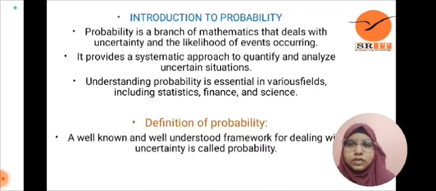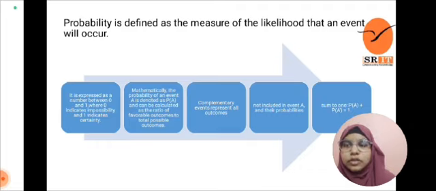Next, definition of probability. A well-known and well-understood framework for dealing with uncertainty is called probability. Probability is defined as a measure of the likelihood that an event will occur. It is expressed as a number between 0 and 1, where 0 indicates impossible and 1 indicates certainty. That is, 0 is an impossible event and 1 is called a sure event or certain event.